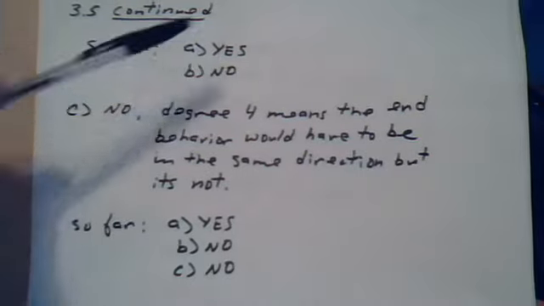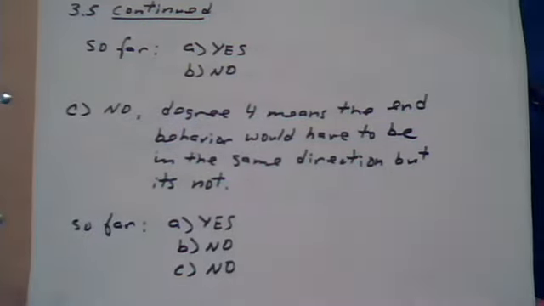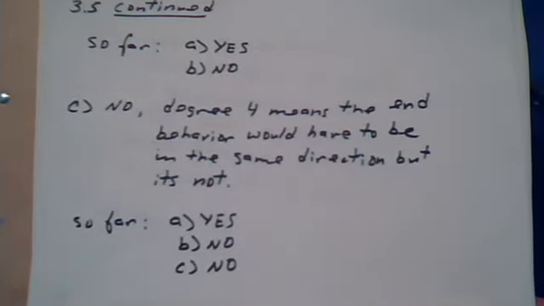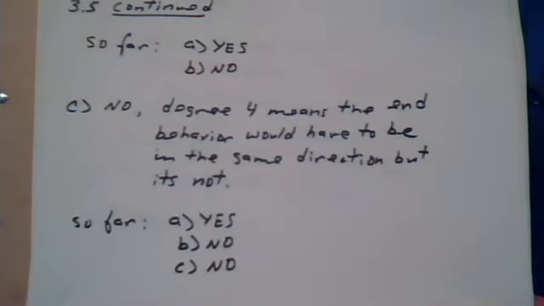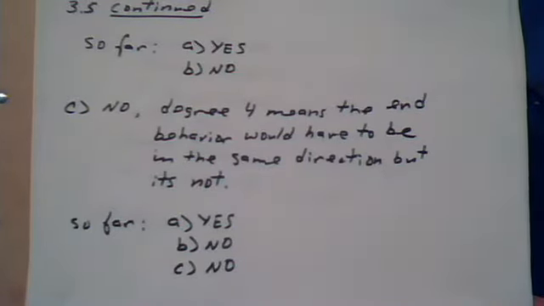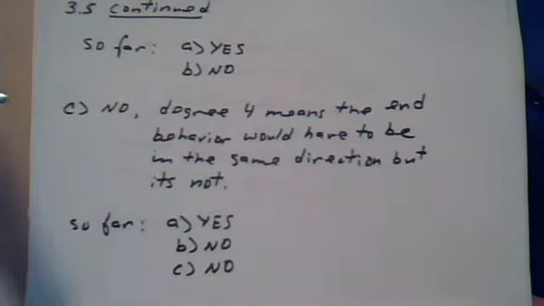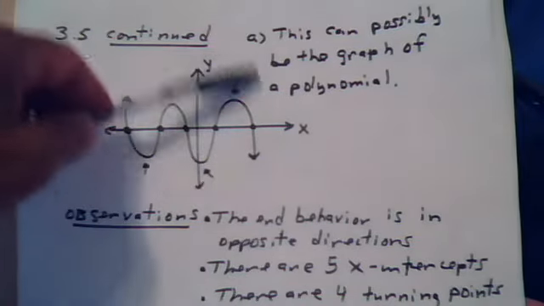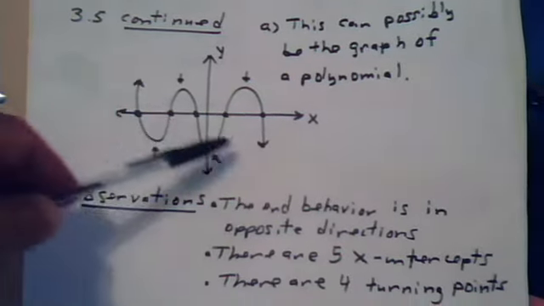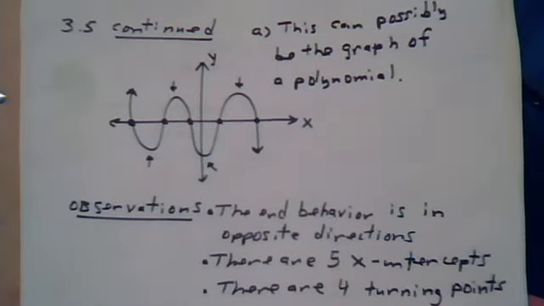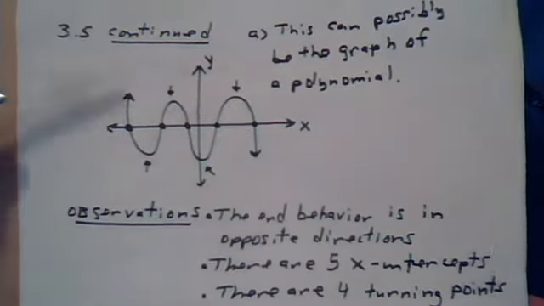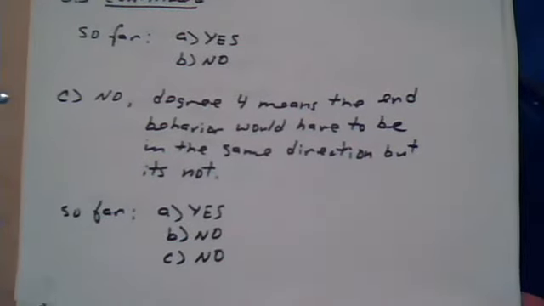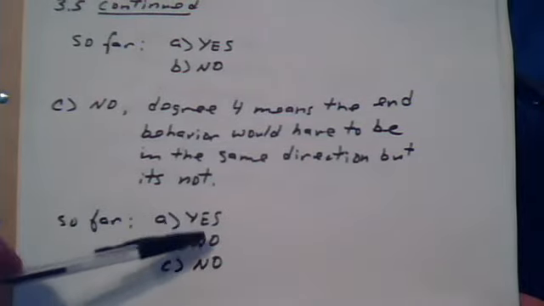So far, we've answered yes for A and no for B. C is no. And the reason this is no is that the question is, can this possibly be a degree 4 polynomial? But degree 4 implies that it's an even degree. And even degree polynomials should have the end behavior pointing in the same direction. But these are pointing in opposite directions, so this can't possibly be an even degree polynomial. Therefore, it cannot be a degree 4 since 4 is even. So far we have A, yes, B, no, C, no.